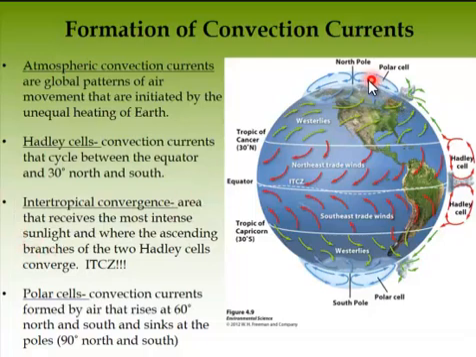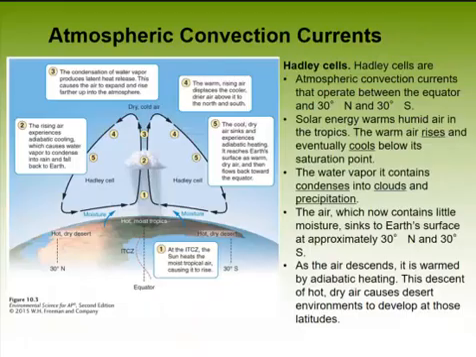And then our polar cells, that's just North Pole and South Pole, those are also convection currents. And that's air that rises at 60 degrees, so it's rising here, just like a Hadley cell, and then sinks at the North Pole, and then rising air at around 60 degrees and sinks at the South Pole. And then there are Ferrel cells in between. There are convection cells. They are one of the major forces that drive all our winds on our planet.